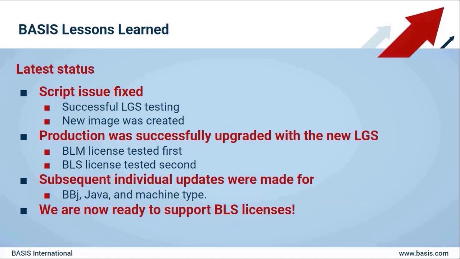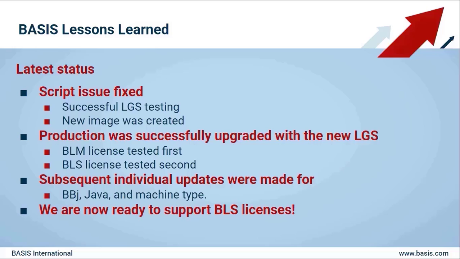Okay, so what's the latest status? The script issue was fixed. We did successful testing of our license generation system, a new image was created, and we upgraded production with the new LGS. BLM licenses were tested first, right? Outside-in approach. And then we tested the newer BLS license second, and everything was working just fine.